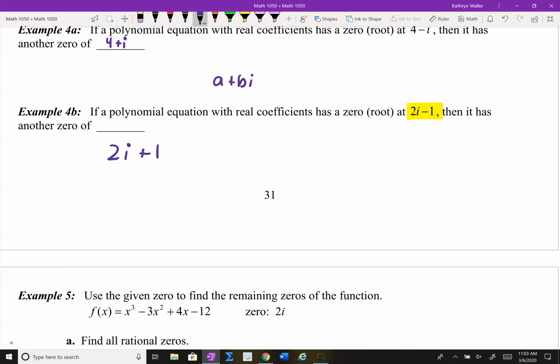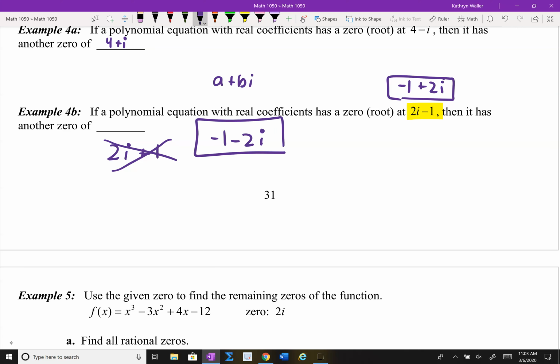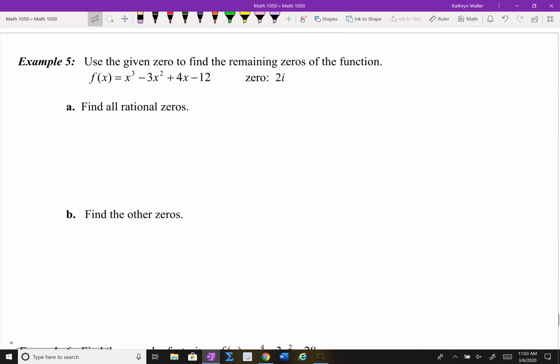So everybody write down negative 1 plus 2i, which is exactly the same thing as that yellow. I just switched the order, and now you change the middle sign. So basically, it's the i sign that changes. So that'd be negative 1 minus 2i, and that's it. So you have to put it in the right order and then change the middle sign. Who says I understand that? Raise your hand, let me see. Okay, great.